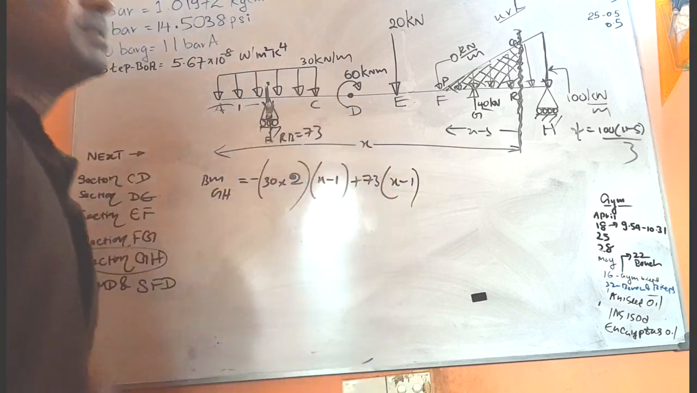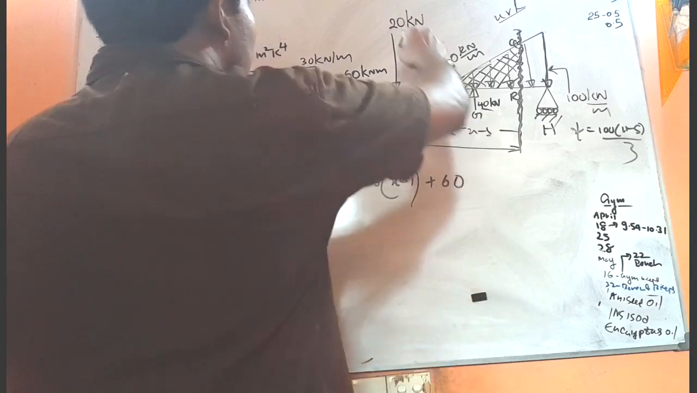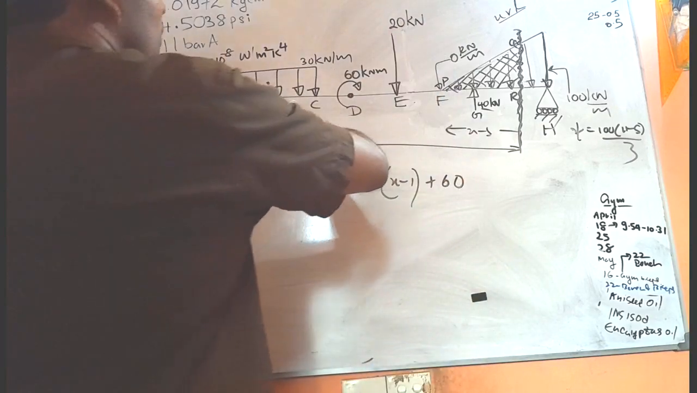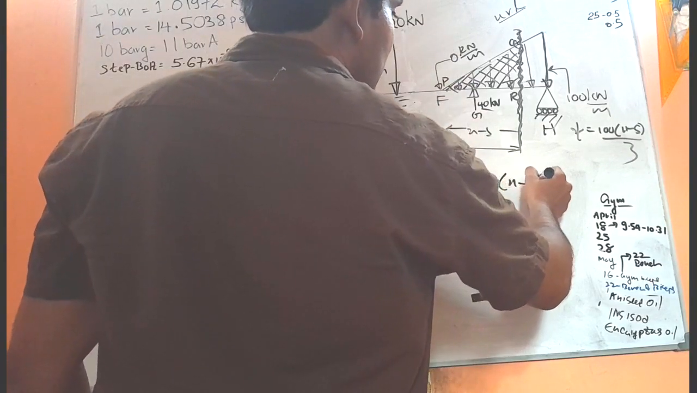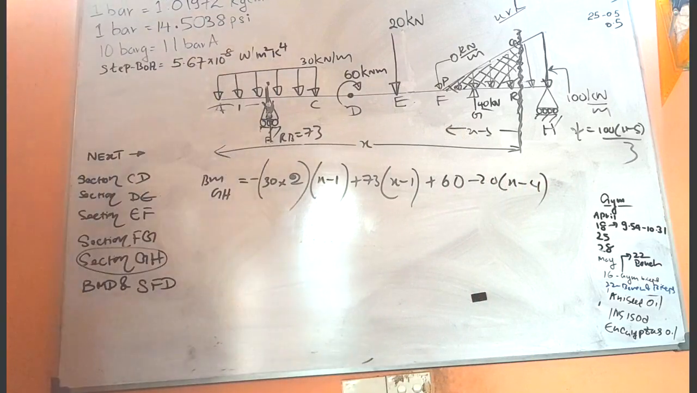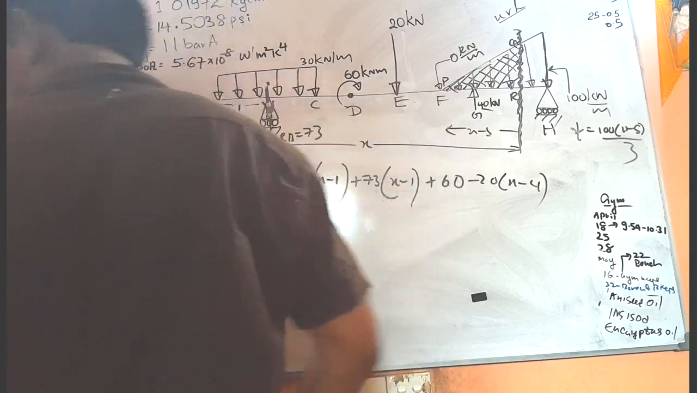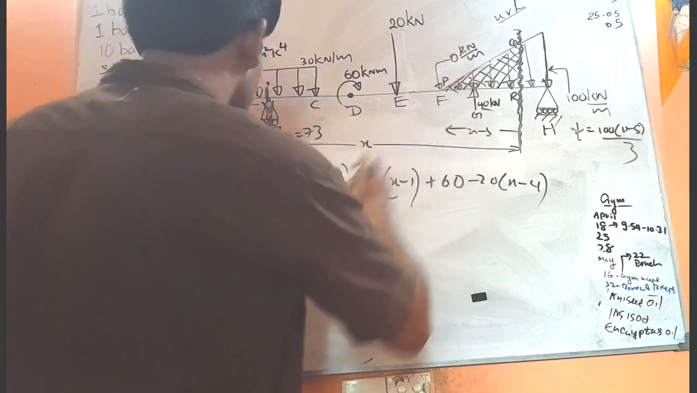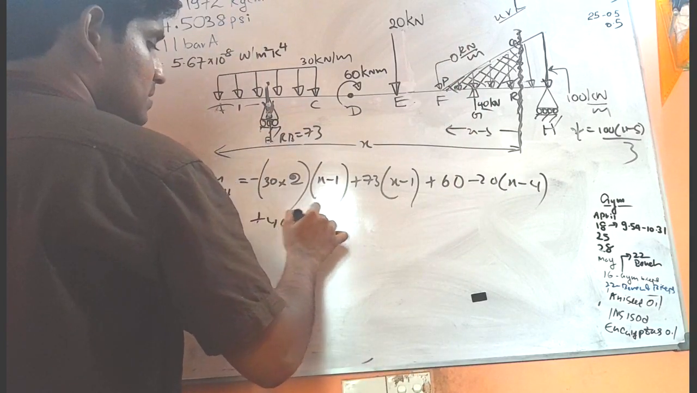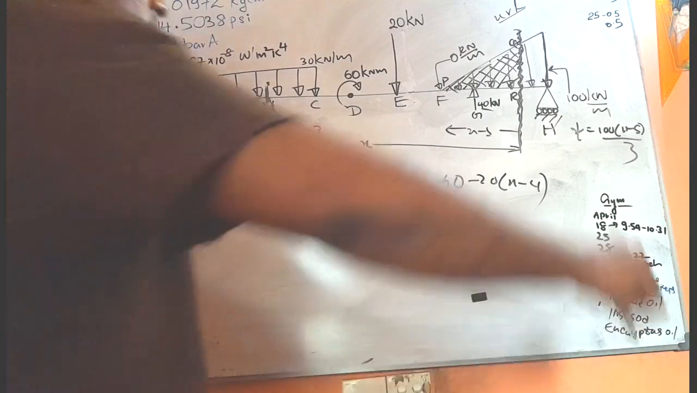Then here we have this applied load. Definitely the left side is going up, so positive 60. Then because of this, 1, 2, 3, 4 is going down, minus 20 times x minus 4, right? Then this one, 1, 2, 3, 4, 5, 6, right? Yeah, so because of this upward force, the left side is going up, so positive 40 times x minus 6.